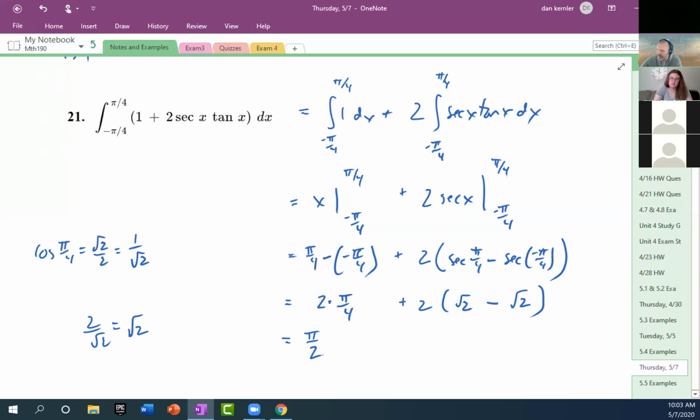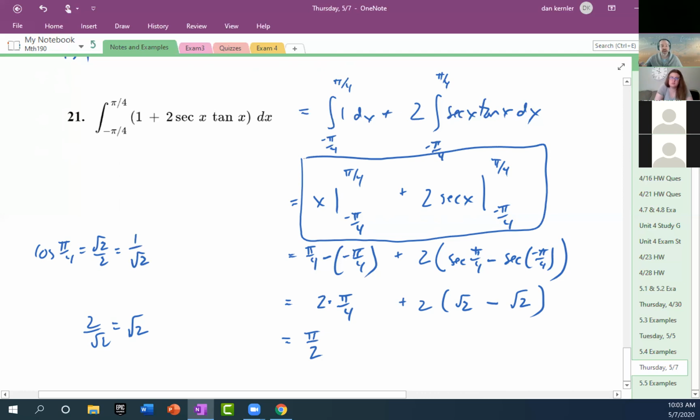The important part here that's new to us is this antiderivative and the fact that Christopher noticed you can split it up into two integrals, with the one separate from the secant of x tangent of x. So you split it up and then do those separately. And then it's just kind of trick stuff.